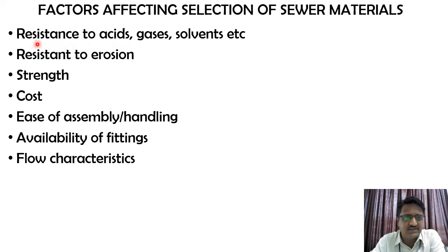First is resistance to acids, gases and solvents. Why do we need to make sure that your sewer pipeline is resistant to all these things? Because whenever the sewage is flowing inside the sewerage line, the conditions may become anaerobic. At that point of time, there is a possibility of partial degradation of the organic and inorganic pollutants that are there in that particular liquid, and in turn that may cause difficulty.